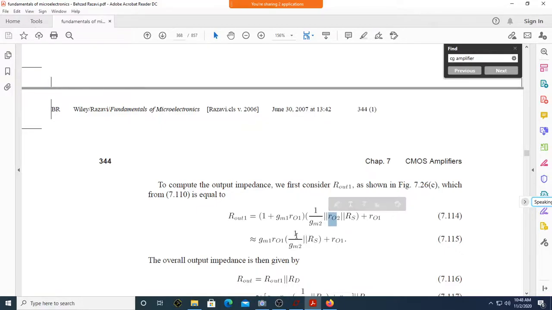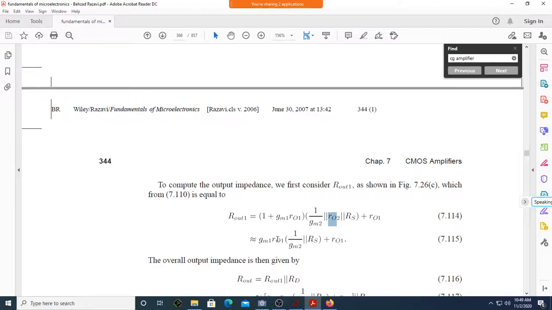So that's why you're writing 1 over gm2 in parallel with RS. A doubt comes: why did they neglect R02 and why didn't they neglect RS? Because RS will not be so high when compared to R02. And why they are neglecting 1 here is because gm into R0 is very high, so plus 1 will not make much difference.